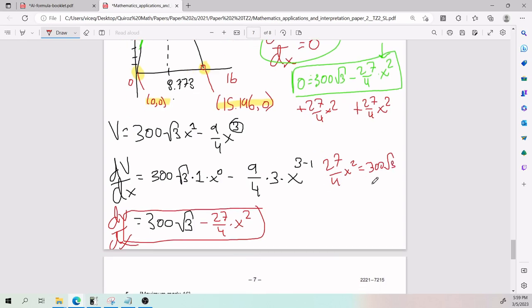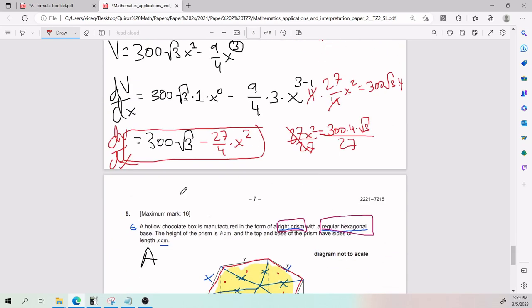I want to keep getting x alone, so I'm going to start by multiplying by 4 to both sides. So I end up with 27 x squared equals 300 times 4 times square root of 3. Divide both sides by 27 to keep getting x alone. So we have x squared equals 300 times 4 times square root of 3 divided by 27. And to finish getting x alone, I'm going to do x equals the square root of that whole thing.